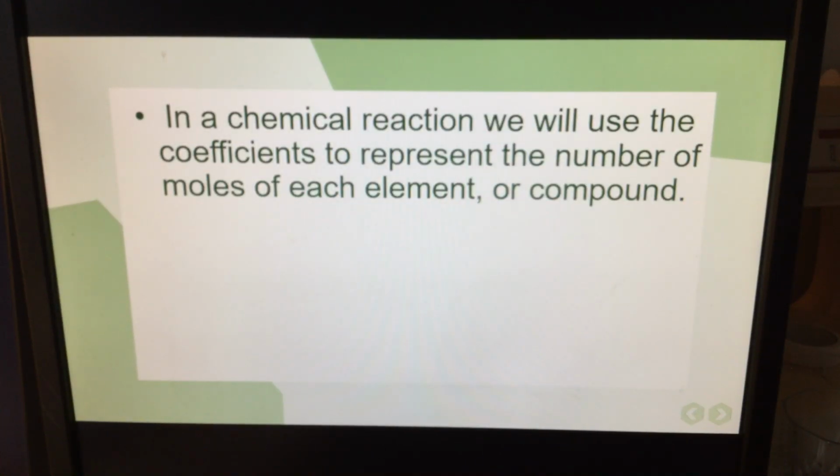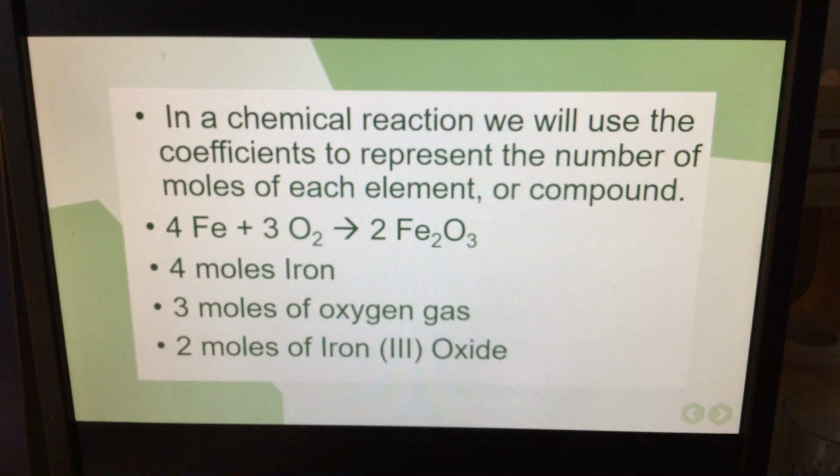wipers, sorry. So in a chemical reaction, we use coefficients to represent the number of moles of each element or compound in the reaction, right? So we used 4 iron. In this reaction, there'd be 4 moles of iron, 3 moles of oxygen, and 2 moles of iron(III) oxide. Again, we're using the coefficient, this number right in front of the element, this number right in front of our diatomic oxygen, this number right in front of our iron(III) oxide.